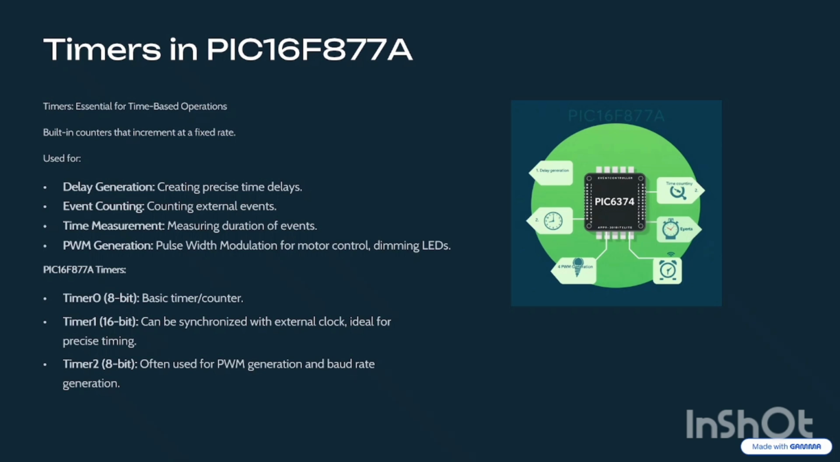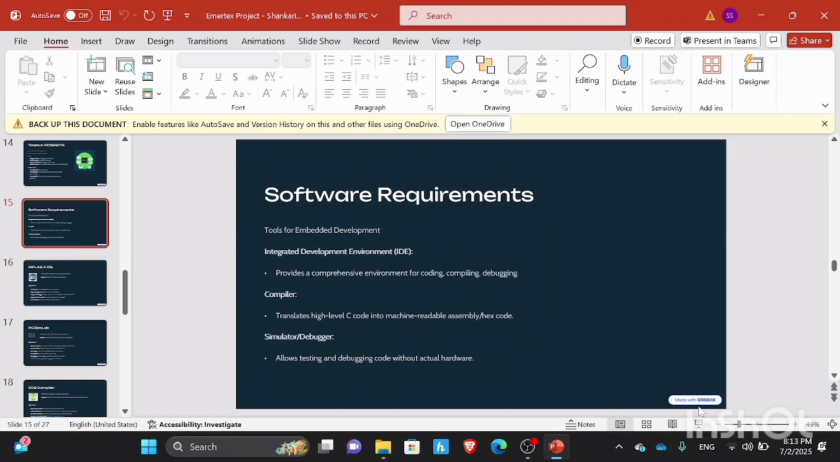Timer 0 is 8 bits and it is a basic timer or counter. It can be used as both timer and counter. Timer 1 contains 16 bits. It can be synchronized with the external clock, ideal for precise timing. Timer 2 is of 8 bits. It is often used for pulse width modulation generation and baud rate generation.